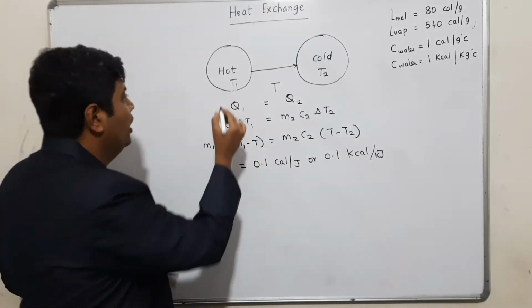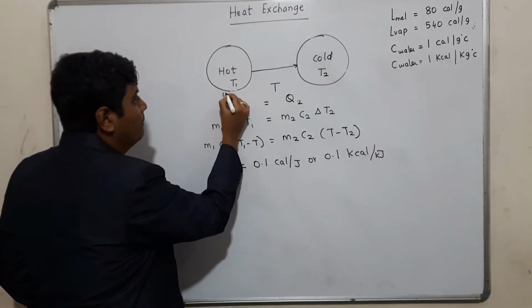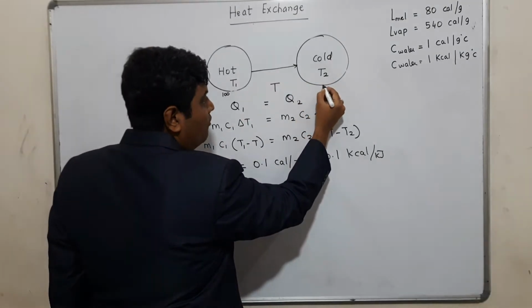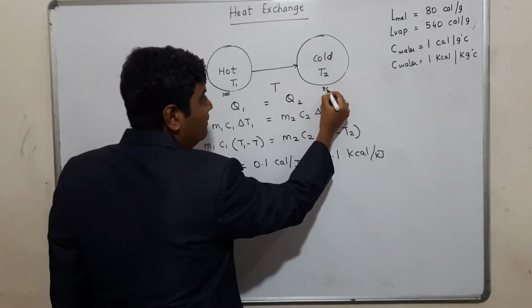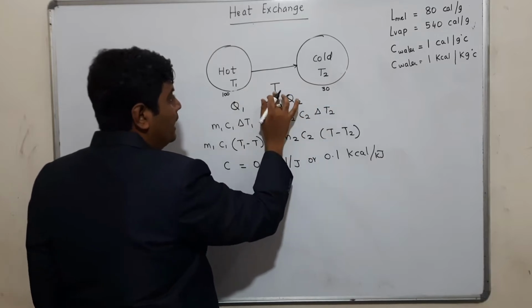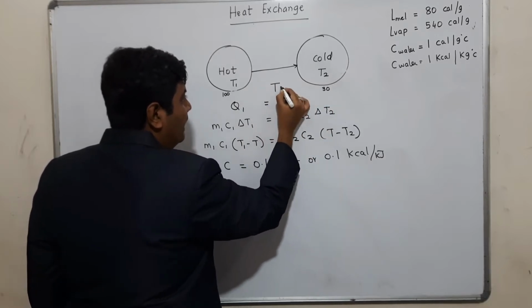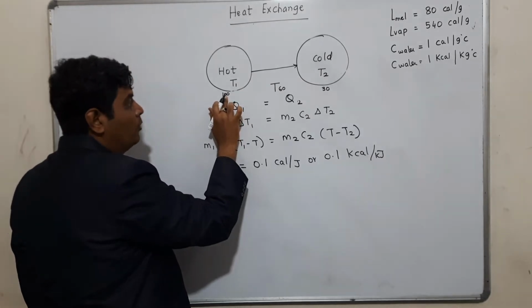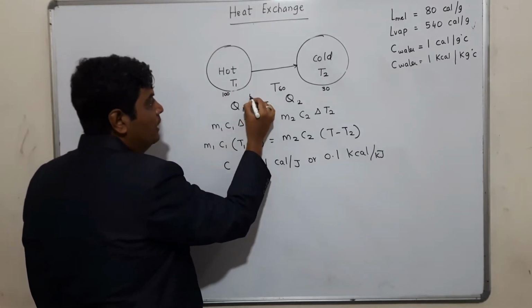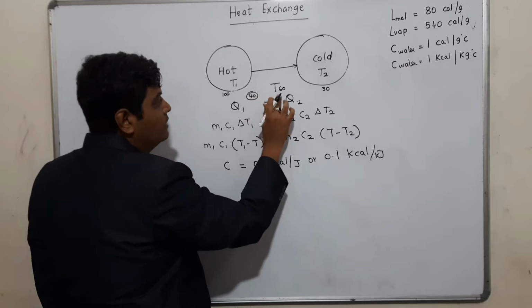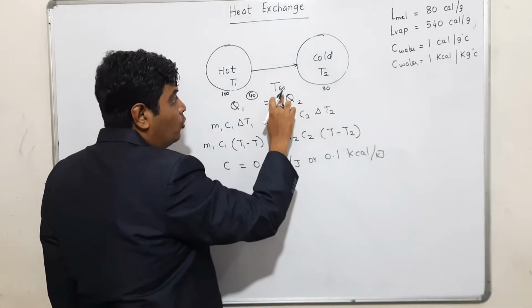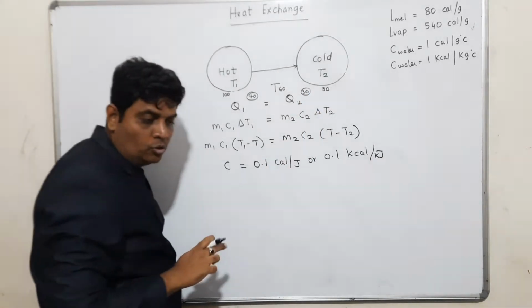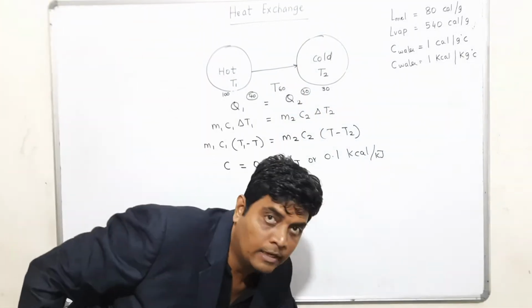Understood? For example, if the hot body is at a temperature of 100 degrees Celsius and the cold body is at a temperature of, suppose, 30 degrees Celsius, then when they come together, suppose it is at around 60 degrees Celsius. So what is the delta T for the hot body? 100 minus 60, it is 40. And what is the delta T for the cold body? 60 minus 30, which is 30. Understood? So we have to understand this concept.